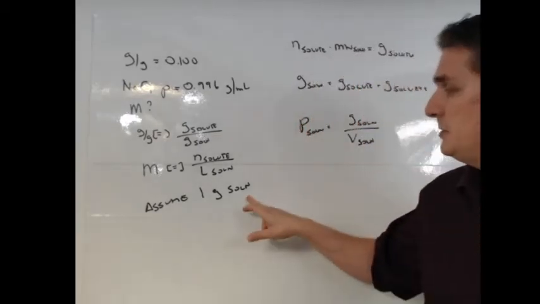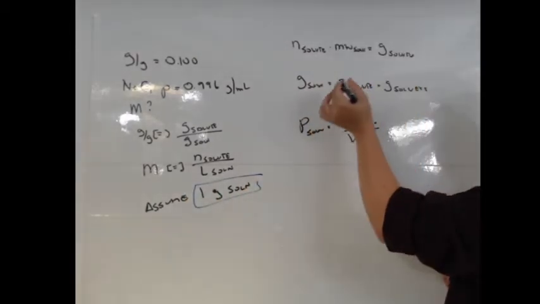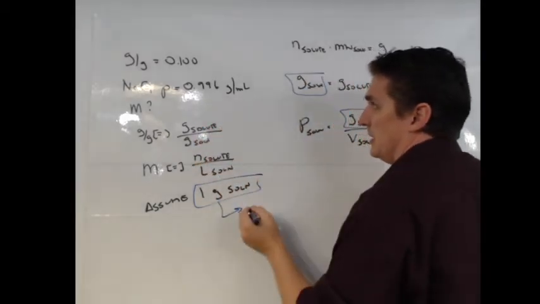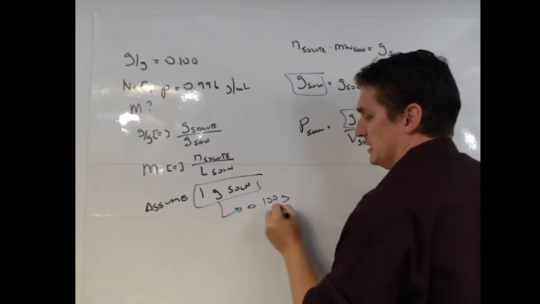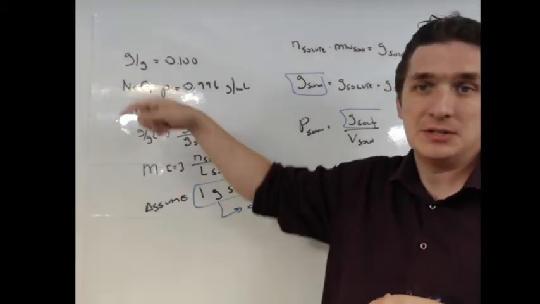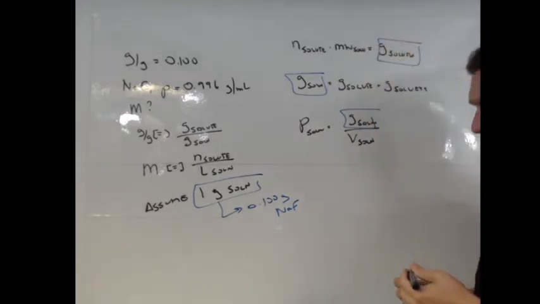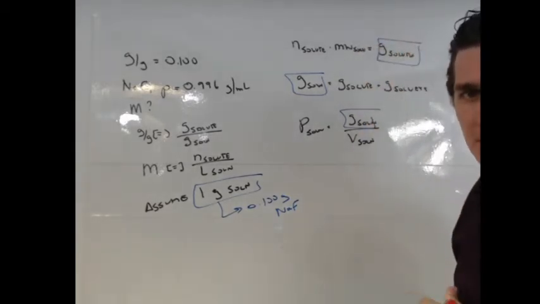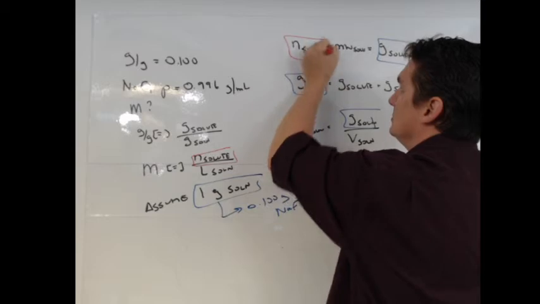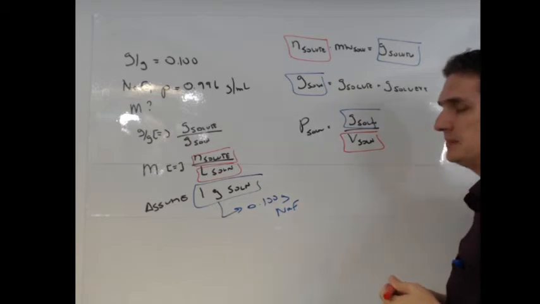So we assumed we had 1 gram of solution. Because of this assumption, we have 0.100 grams of sodium fluoride, because if we take our 1 gram of solution and multiply by our weight fraction, this gives us the grams of solute. What we need in order to figure out the molarity is the moles of solute, which is here, and the volume of the solution in liters, which is here.